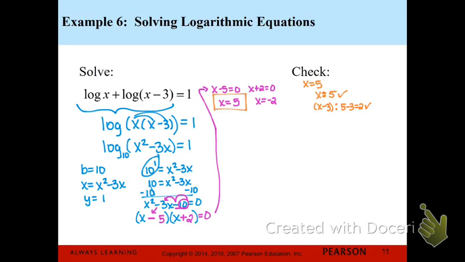All right, so 5 is definitely a solution. Negative 2 is not. Then check when x is negative 2. Your first log is just x. It's not positive. So we have negative 2, which is not positive, meaning it can't be our solution. So we end up with only the 5 as our solution. Boom.